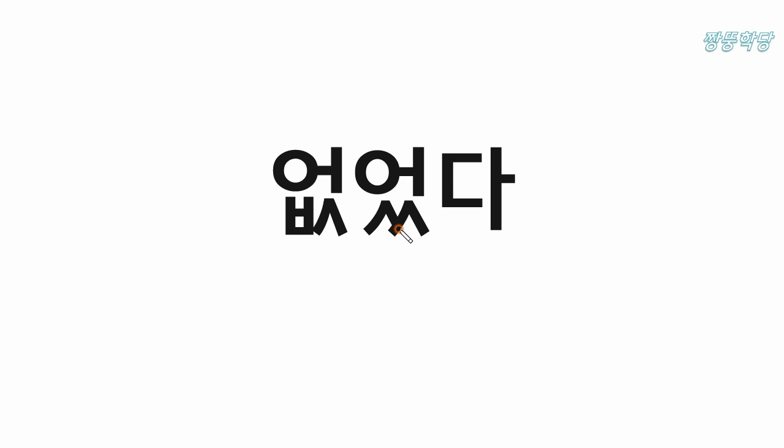So 없었다 means not exist. So up has negative meaning. Up means not exist, and 엇 means past tense. So 없었 means did not exist. And 다 is the sign for closing sentence.